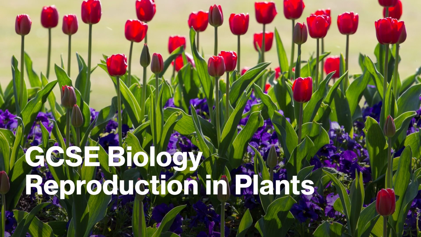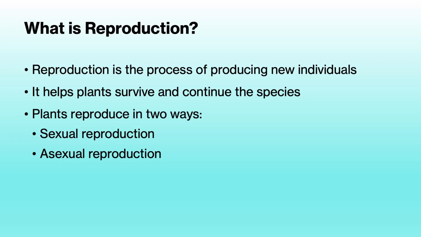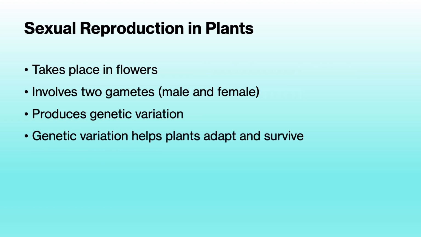Today, I'm going to talk about reproduction in plants, including both sexual and asexual reproduction, and the reasons why they are important. Reproduction is a process of living organisms by which they can produce new individuals and helps the species survive over time in order to prevent extinction. Plants, especially flowering plants, can reproduce in two ways: sexual reproduction and asexual reproduction.